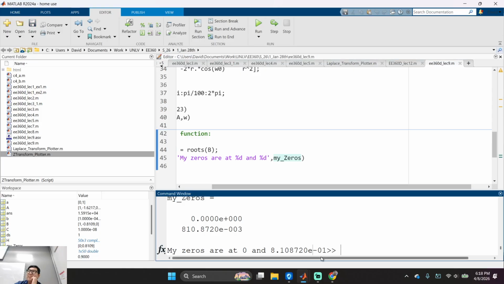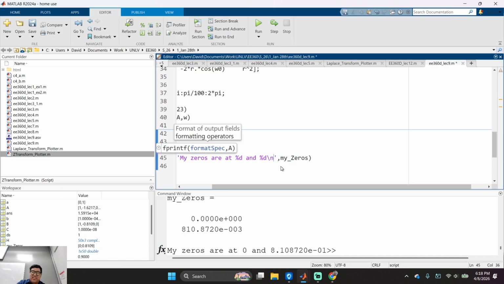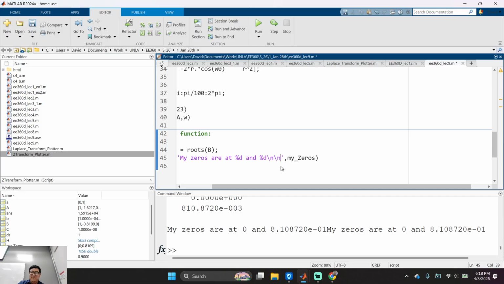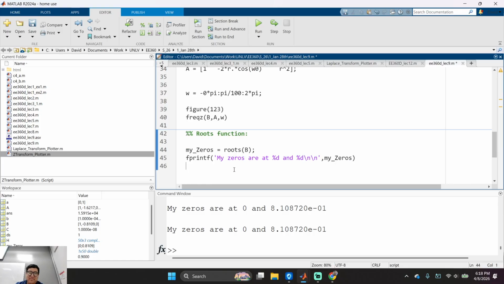Is that cool? Actually, let me do more formal. \n, \n. Any questions? Everyone understanding what's going on there? Yes? What am I going to do for the poles? Poles. Right? I'm going to keep that there.